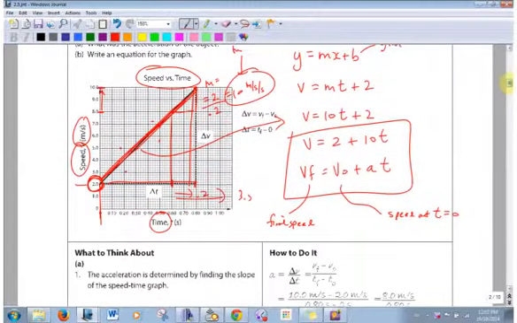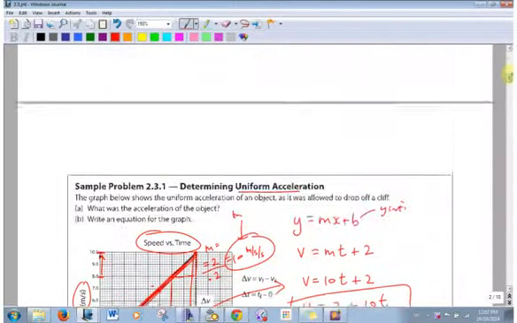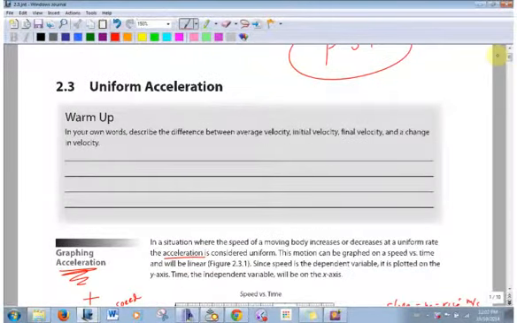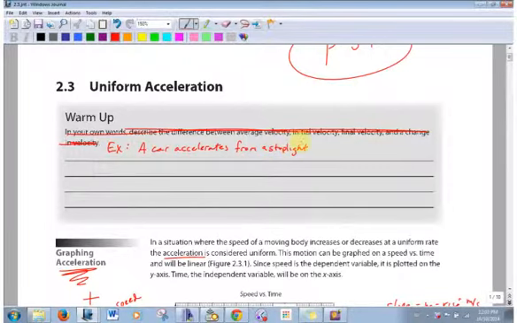Any questions? Let me give you one more example, because you're going to need it for the other question I'm going to give you from yesterday. So here's a nice place to put it, right here in the warm-up. Okay, example. A car accelerates from a stoplight. Is that useful information? Yeah. Sure is.